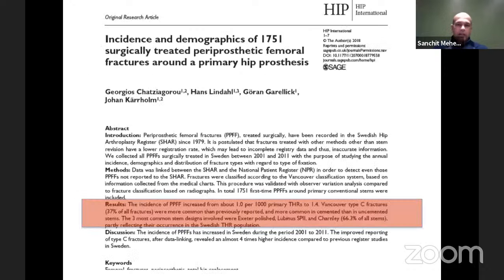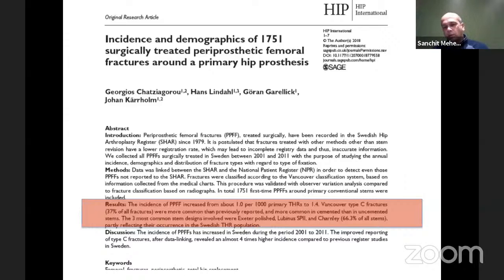Okay, so again, Garelick's work on incidence and demographics of 1700 plus surgically treated around a primary hip prosthesis. At that point, what they were conscious of is an increasing burden of Vancouver type C fractures. So again, if you talk about either native fractures or interprosthetic fractures, that incidence was nearly about 37%. What was interesting was that most of their fractures were in cemented stems.